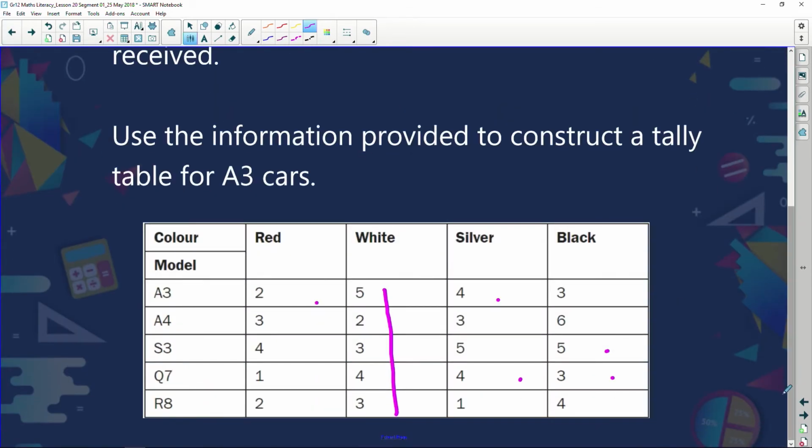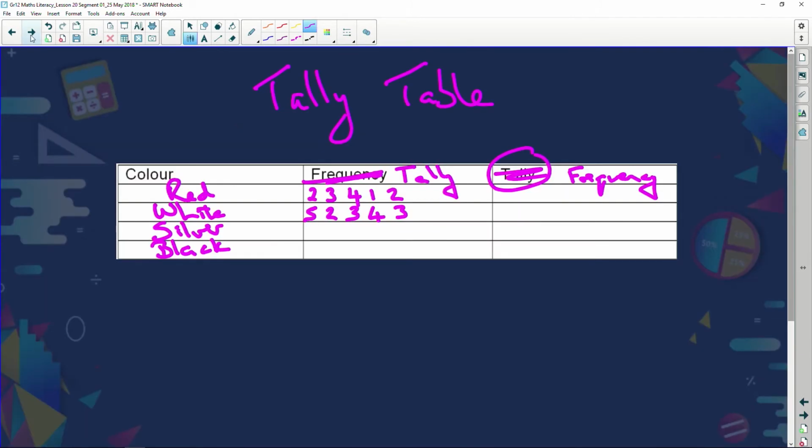Silver, we had 4, 3, 5, 4, 1. Let's put that in our tally table. We've got 4 of the one, 3 of the other, 5 of the S3, 4 of the Q7, and 1 of the R8. And finally, black, we had 3, 6, 5, 3, and 4. Okay. Now, we're going to find the total.